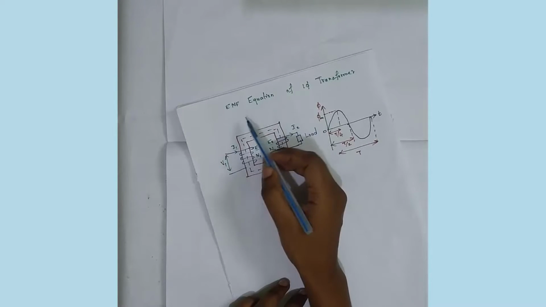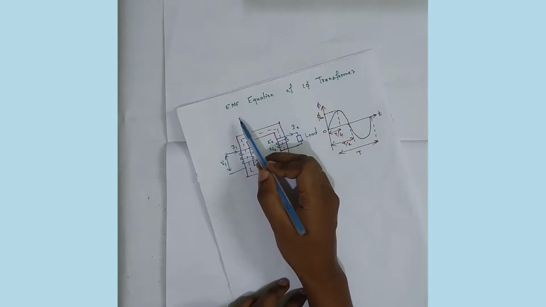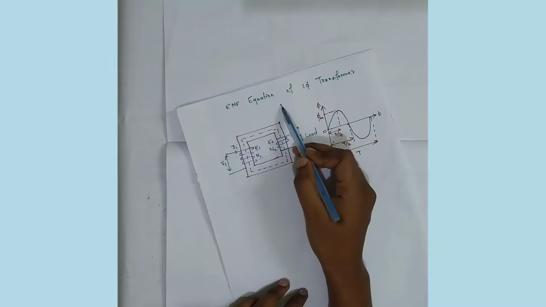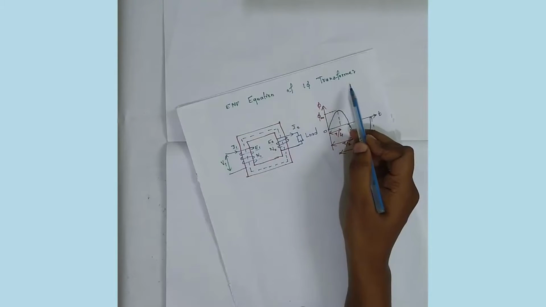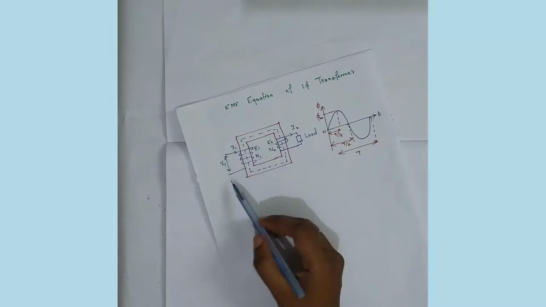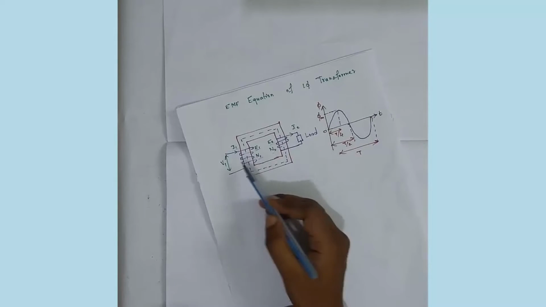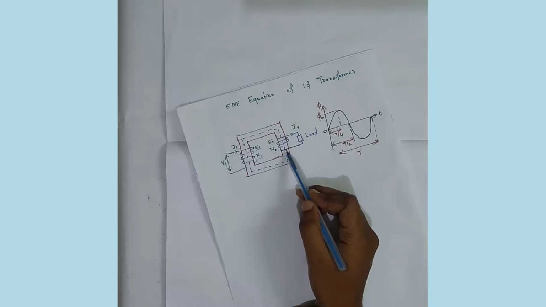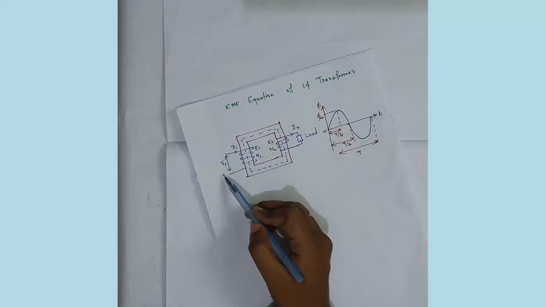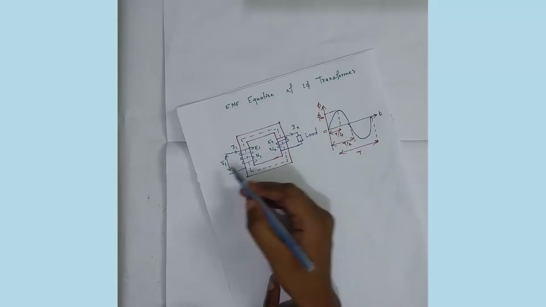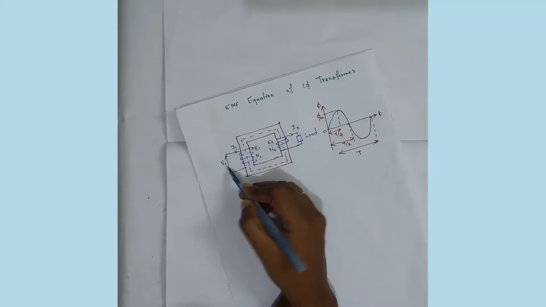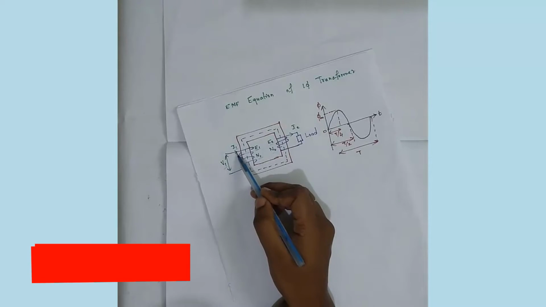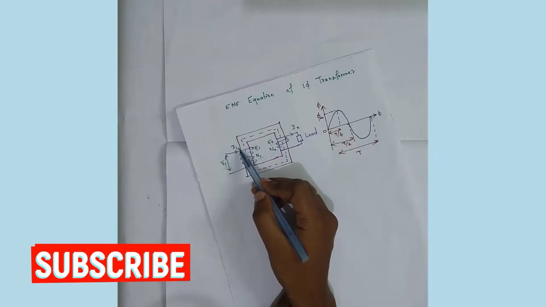Hi students, in this video we are going to learn about the EMF equation of a single phase transformer. In a single phase transformer we have a primary winding and a secondary winding. To the primary winding we give an AC supply, denoted as V1. The current flowing in the primary winding is denoted as I1.